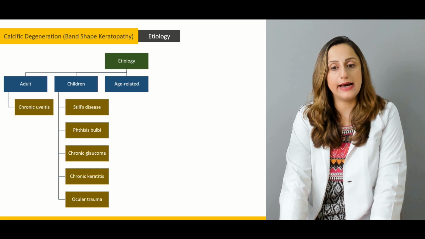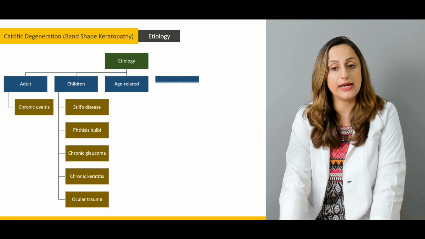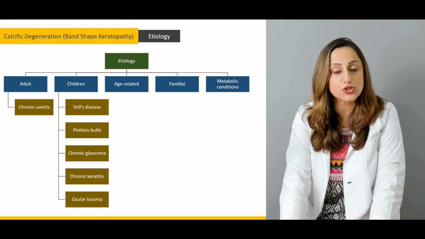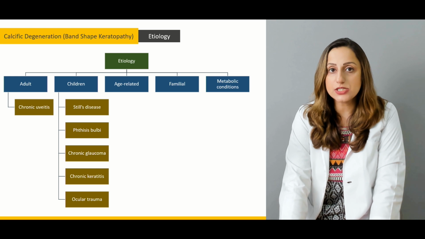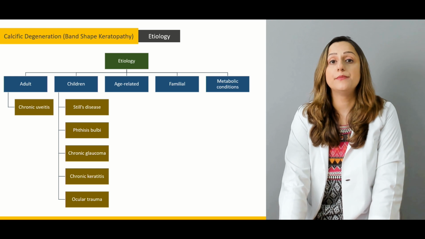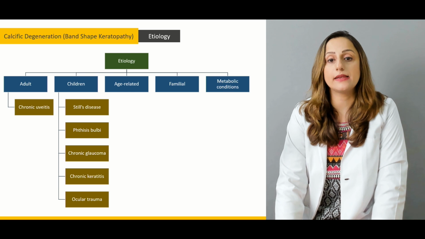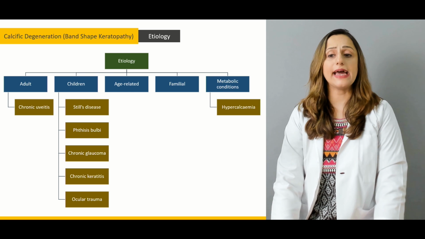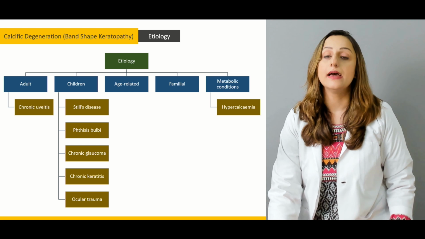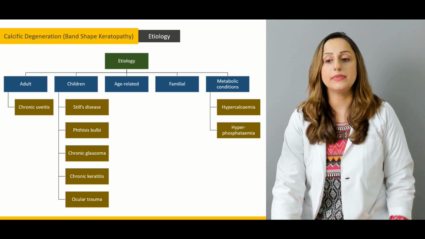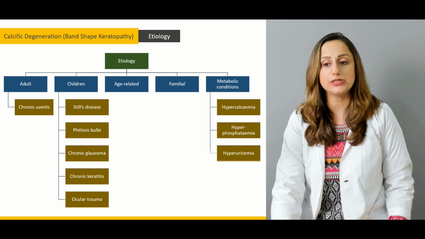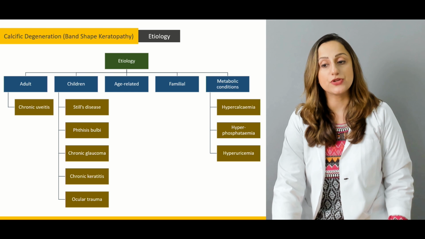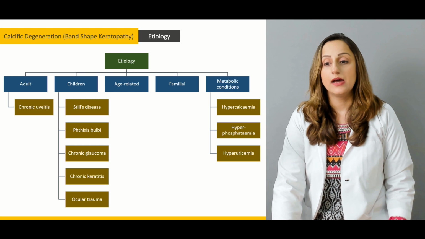Then we have, on the other hand, the age-related keratopathies. And finally, we have the familial, that is a genetic predisposition to the development of calcific degeneration, or a lot of metabolic conditions can even result in this band-shaped keratopathy. What can be the metabolic conditions? Obviously, it can be hypercalcemia or hyperphosphatemia, that is basically the increase in phosphate levels in the blood, and hyperuricemia, an increase in uric acid levels.